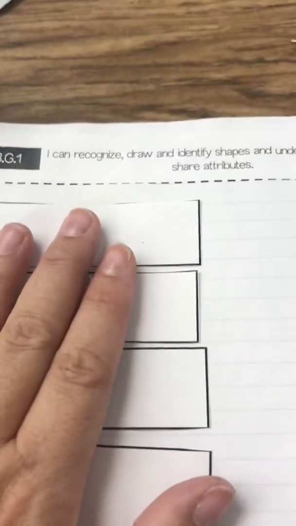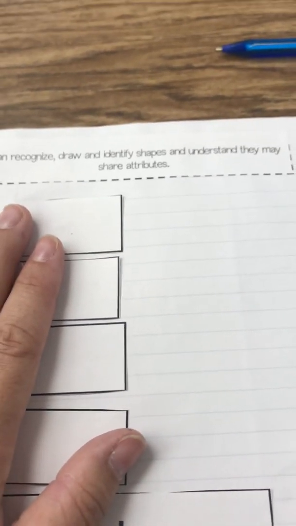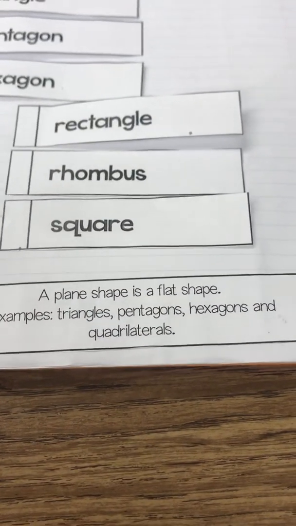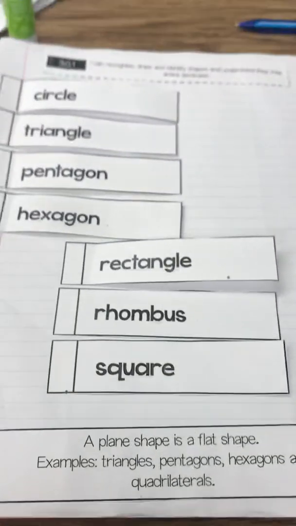So our standard says, I can recognize, draw, and identify shapes and understand they may share attributes. The rule box at the bottom says a plane shape is a flat shape. Examples are triangles, pentagons, hexagons, quadrilaterals, okay?